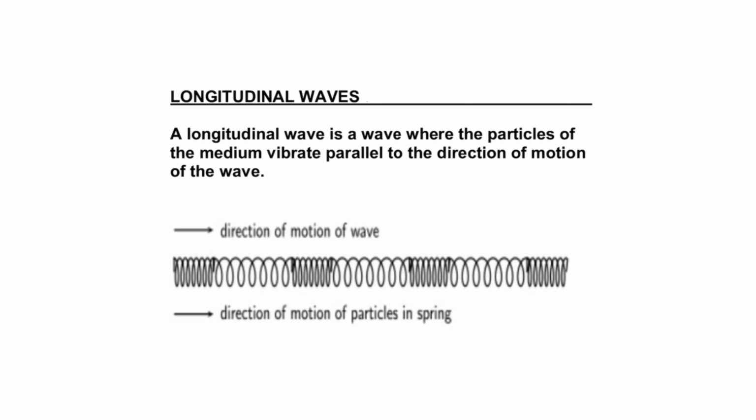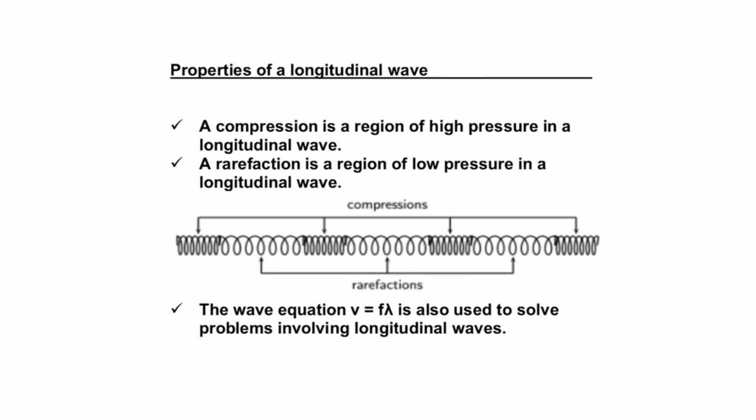But what do we call this region where particles are close to each other? And this region here where they're not closely packed. A compression is a region of high pressure in a longitudinal wave, while a rarefaction is a region of low pressure in a longitudinal wave. You can clearly see that the region where the particles are close to each other, we call that a compression. It's a region of high pressure, while a region of low pressure is referred to as a rarefaction, clearly indicated on our sketch. So those are some of the properties of a longitudinal wave.